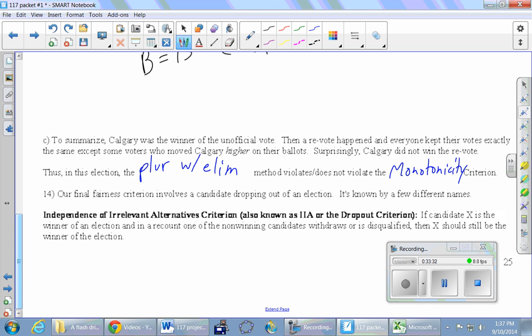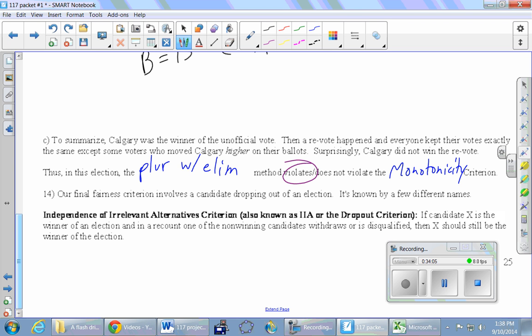And in this election, was there a violation or not? There was, because which candidate? C should have won. By all rights, C won this election, and then they all of a sudden didn't. So plurality with elimination violates the monotonicity criterion. Okay. I promised you today we had 4 new criteria. We have seen 3 of them.